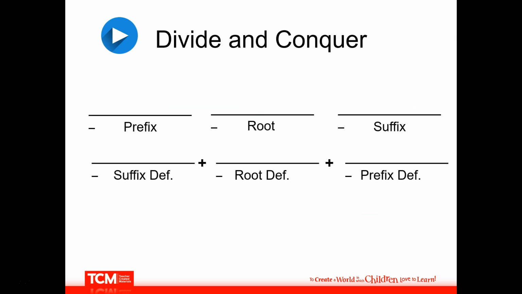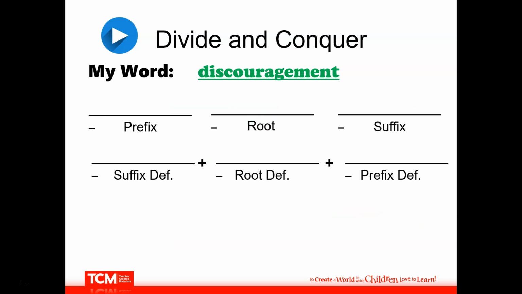So let's look at a word that's a little bit more difficult to dive into. When we break it apart into its word parts, we have a prefix, a pretty established root, and then a suffix. The prefix is dis, the root is actually cour, and then the suffix is ment.